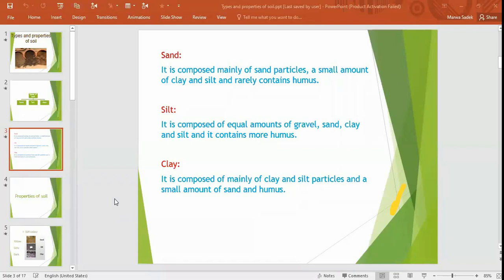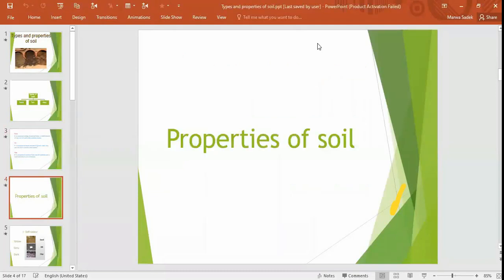Silt contains equal amounts of gravel, sand, clay, and silt, and it contains more humus. What about clay? Clay is composed mainly of clay and silt together, and a small amount of sand and humus.